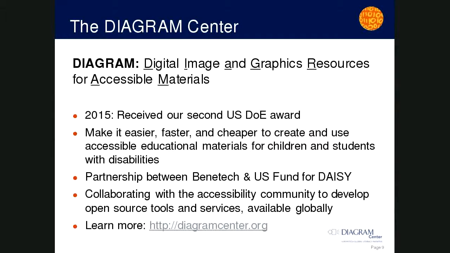And recently we received a 5-year grant from the Department of Education to continue the work. What we're trying to do is not only make it easier, faster, and cheaper to make images accessible, but traditionally we were working a lot with print-disabled individuals, and now we're expanding it to a broader audience of students and children with various types of disabilities, such as autism and learning disabilities and beyond.